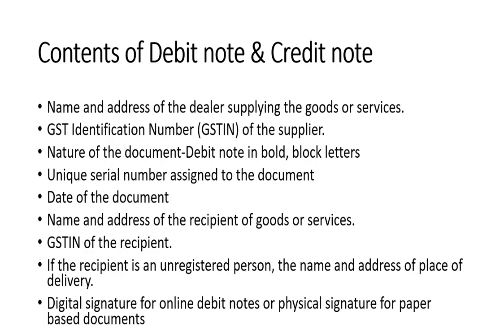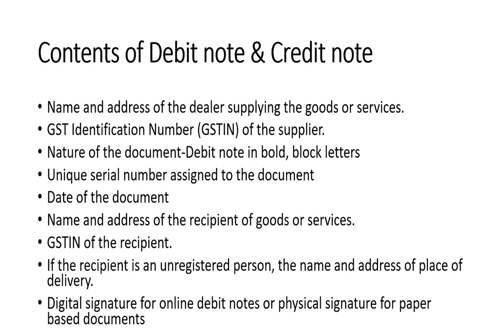Now, the contents of the debit note and credit note are similar to each other. What shall be the contents of the debit note and the credit note here? Now, let us see. The name and address of the dealer supplying the goods or services must be clearly mentioned in the invoice, like, say for example, Vasavi Provisional Stores, Mumbai. So like this, it must be clearly mentioned. Then the GSTIN of the supplier must be clearly mentioned on the invoice on the right hand corner.